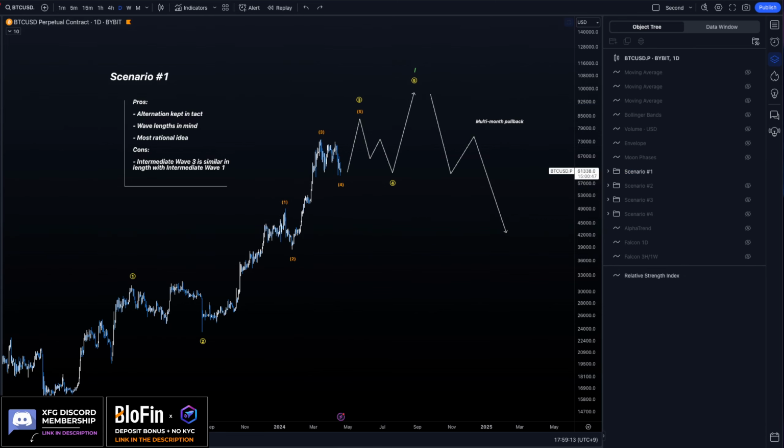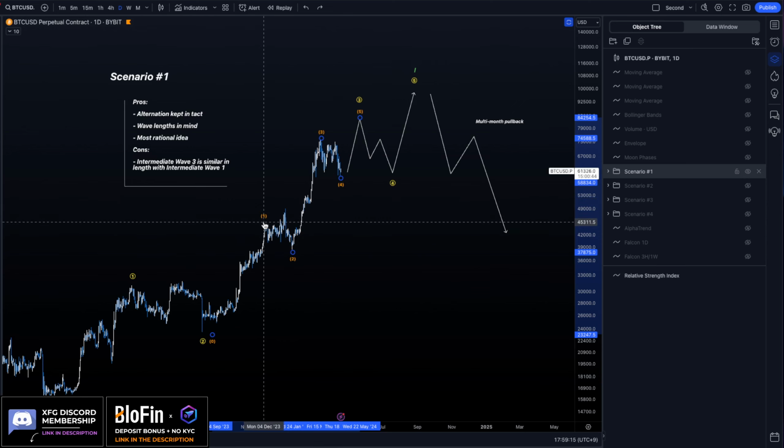So if we're saying that originally, well, I originally like to have this as a 1-2 here, but that's going to be the second scenario.